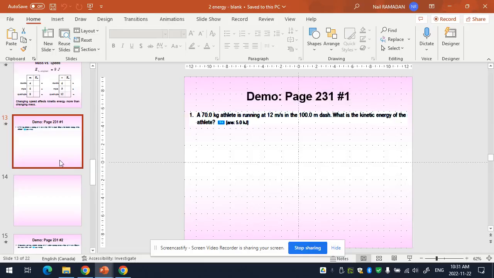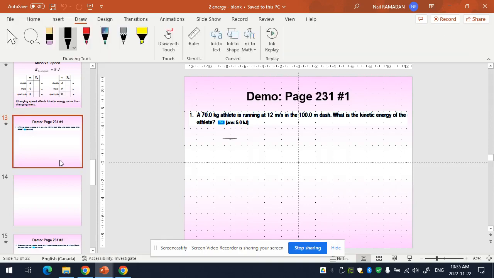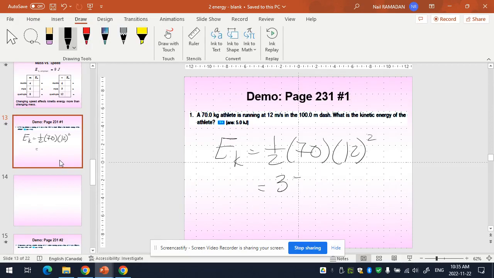A 70-kilogram athlete is running. Okay, what numbers do I have? Do I have the mass of the athlete? Do I have the speed of the athlete? Do I have the distance he or she ran? EK equals half times 70 times 12 squared. Let's do mass first: half times 70 is 35. And 12 squared is 144.